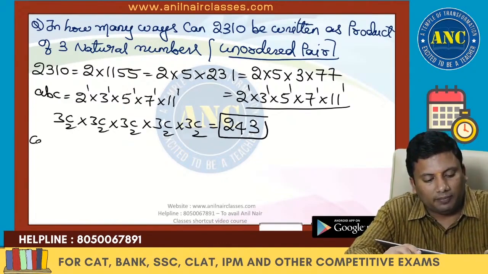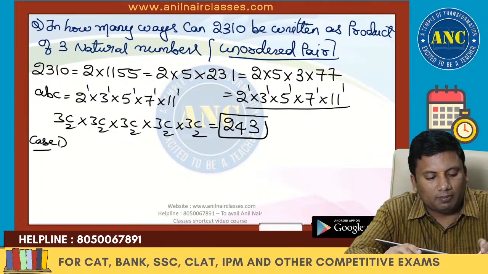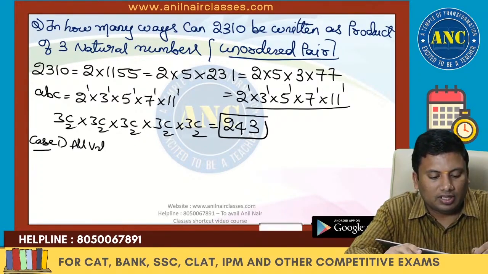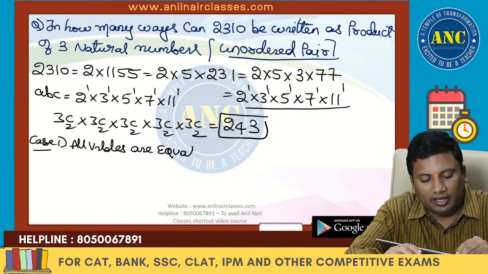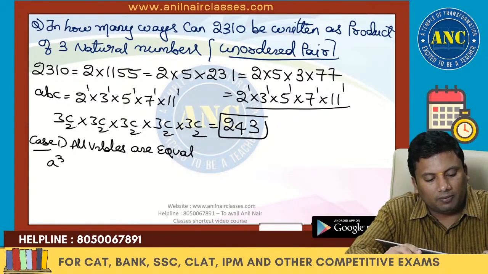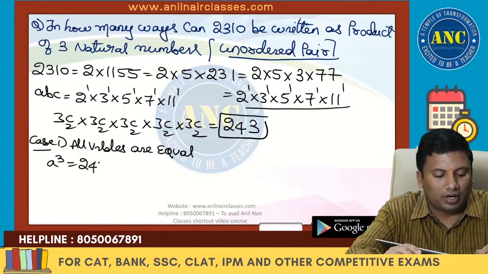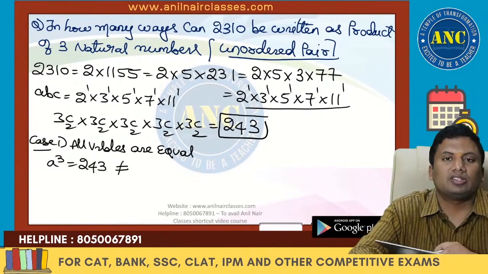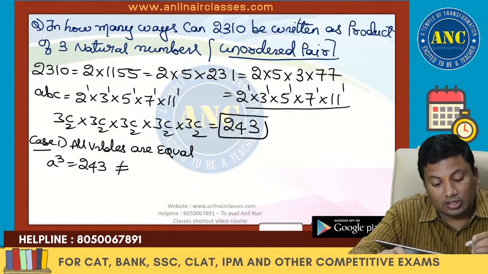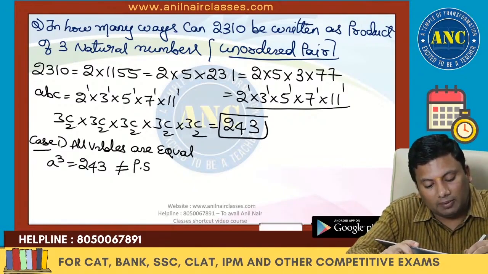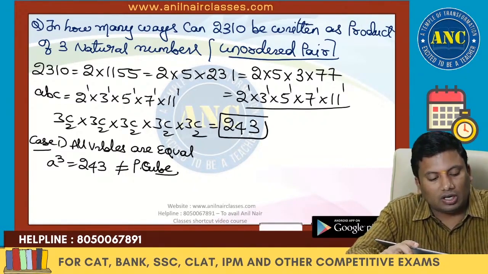Case number 1. All the variables are equal. If all the variables are equal, this will become a cube equivalent to 243. 343 is 7 cube. 243 is not a perfect cube. Case number 1 is not possible.